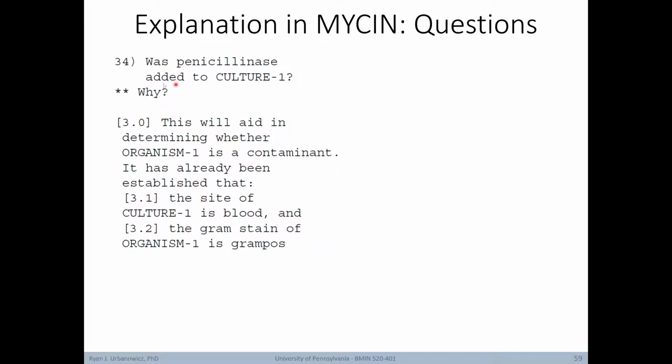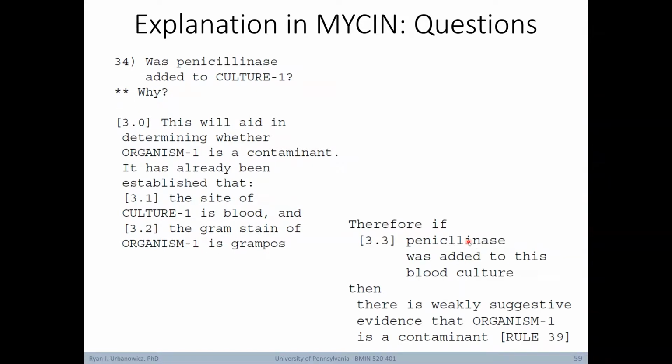The user might respond "why" instead of giving an answer. So the system then responds, this will aid in determining whether organism 1 is a contaminant. It has already been established that the site of culture 1 is blood and the gram stain of organism 1 is gram-positive. Therefore, if penicillinase was added to this blood culture, then there is weakly suggestive evidence that organism 1 is a contaminant. So in this case, MYCIN is explaining fully through the use of rules in the rule base why it needs this piece of information.